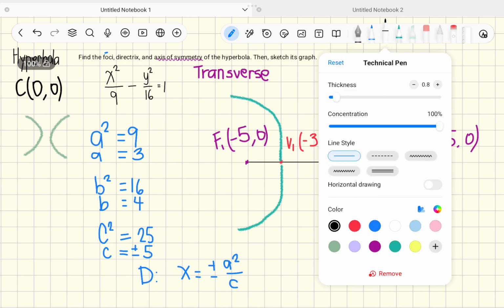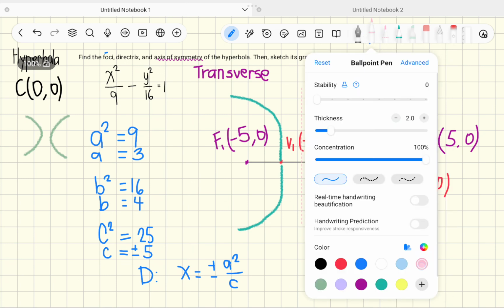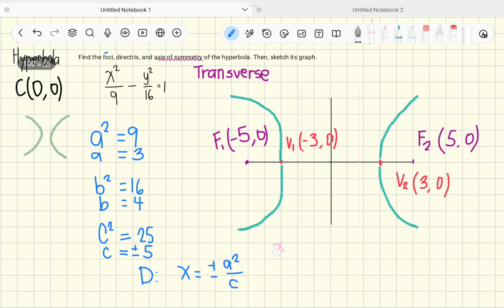So the directrix is here, and the other one here at the right. Somewhere here. So the directrix is defined by x equals negative 9 over 5 and x equals positive 9 over 5. So we have the foci and the directrix.